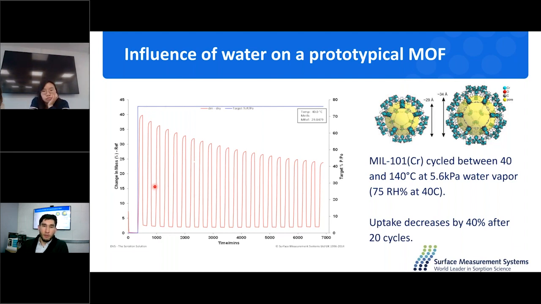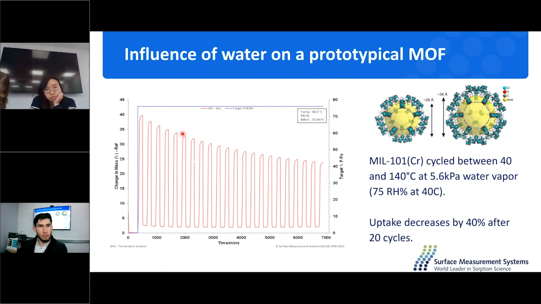But what you might have in a regeneration process in a carbon capture would be using a humid stream for regeneration. This is the uptake of the material as it is being cycled at a constant water loading. So this is 5.6 kilopascals of water vapor loaded in the air, and then the material is cycled up to 140 C, and then goes back to ambient temperatures. What we see is that the uptake starts decreasing. So materials which are considered to be resistant to water might not be so when they're exposed to both water and high temperatures.